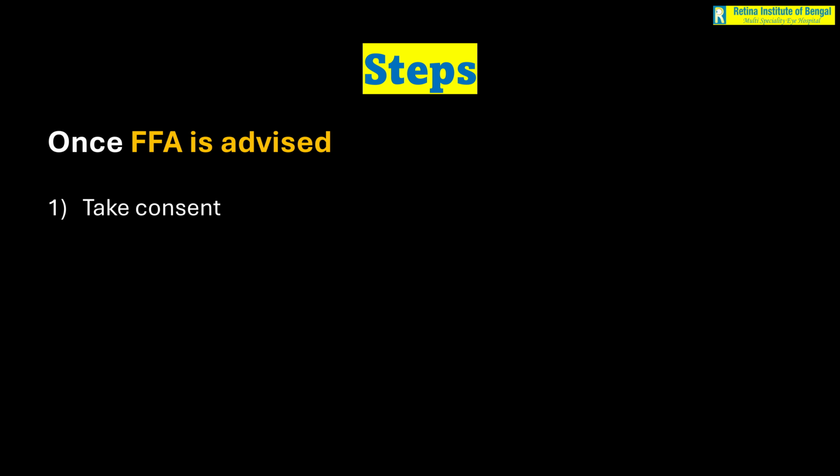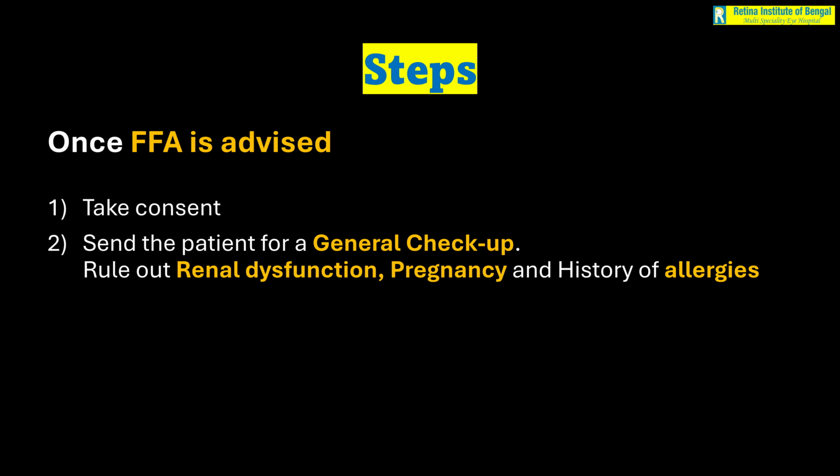proceeding any further. The second step is to send the patient for a general checkup, and we need to specifically rule out three things. One, whether the kidneys of the patient are working properly or not, because the dye that we inject in fundus fluorescein angiography is excreted through the kidneys. So if a patient has severely compromised renal parameters, it is safer to take the opinion of a nephrologist or physician before proceeding with the test.